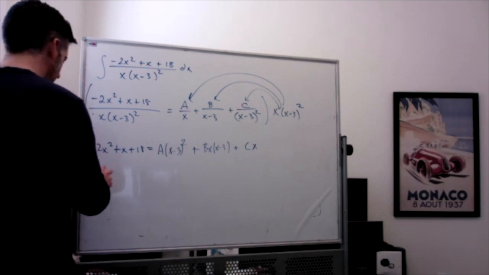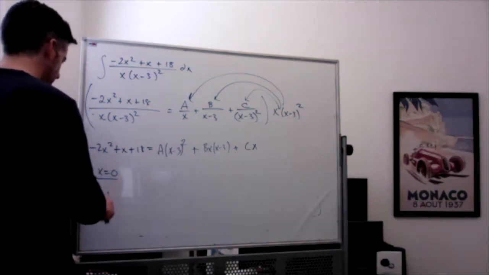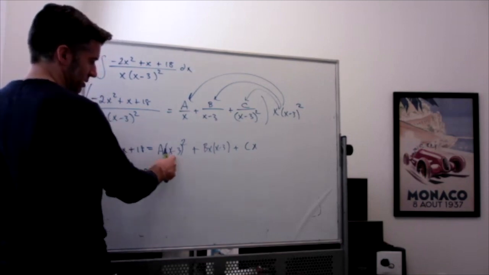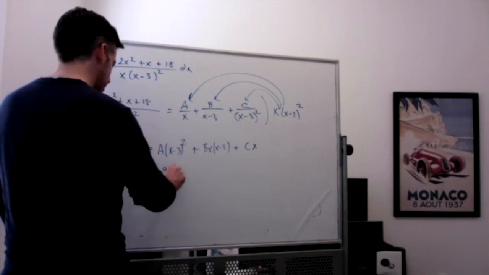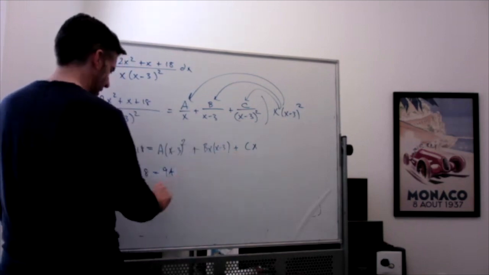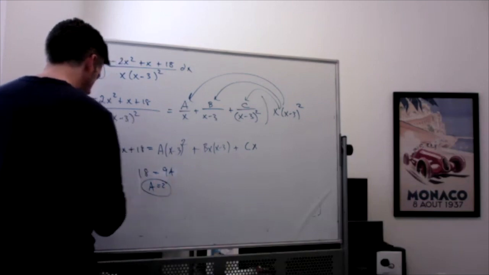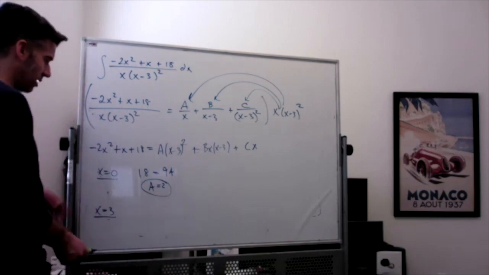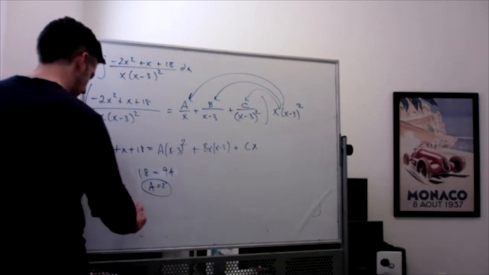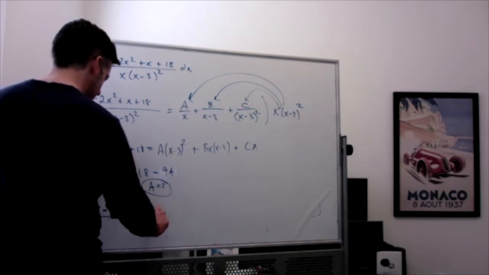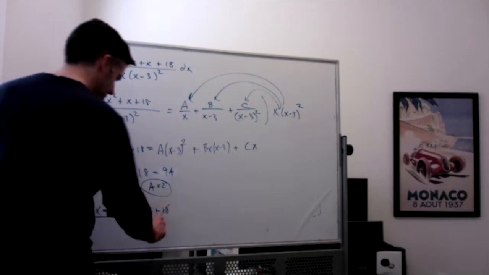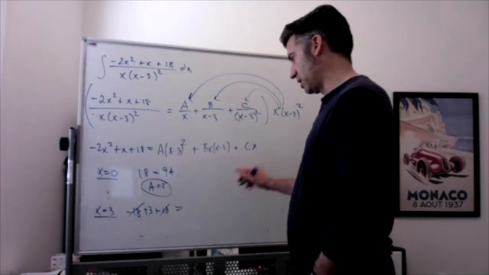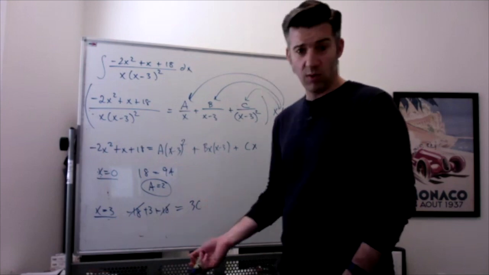So x equal to 0 is one of them. 0 plus 0 plus 18 equals a times 0 minus 3 squared, which is 9, and then b times 0 and c times 0. So you're going to get a equal to 2. And then x equal to 3 is the other convenient value that makes these things 0. When you plug in 3, you get negative 2 times 9, so negative 18, plus 3, plus 18. So the 18's cancel, equal to a times 0 plus b times 0 plus c times 3. So c is going to equal 1.